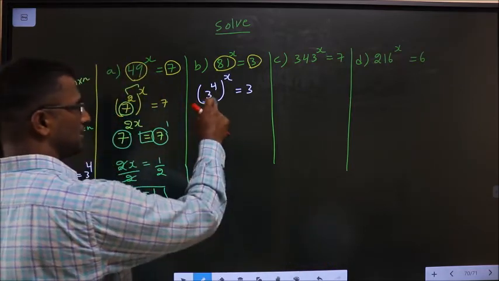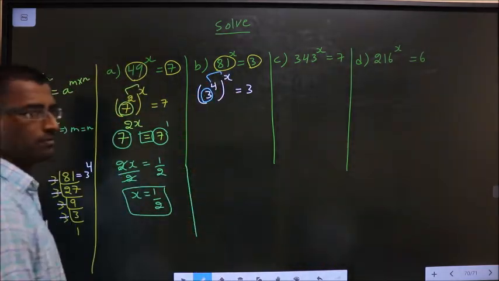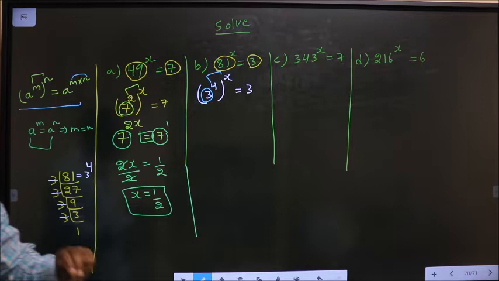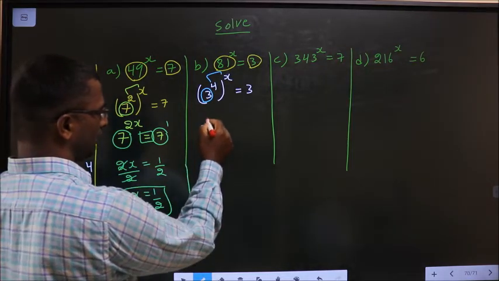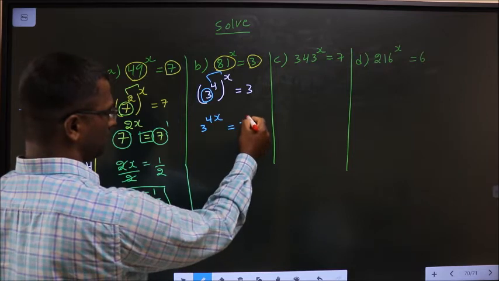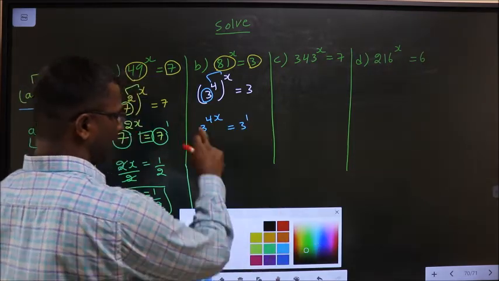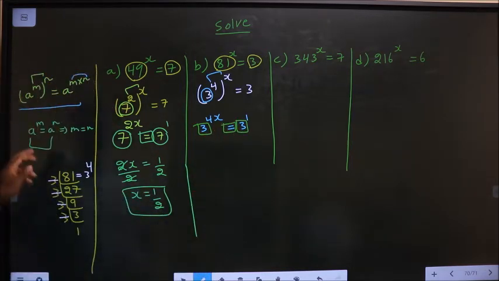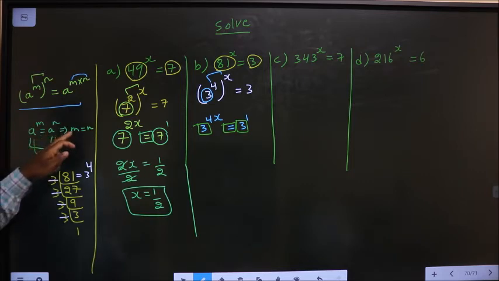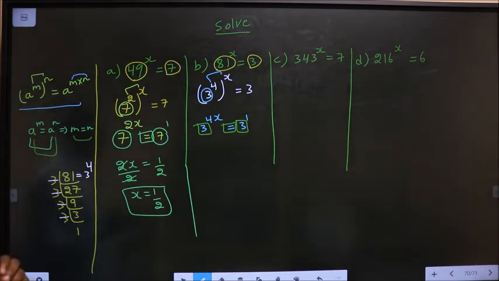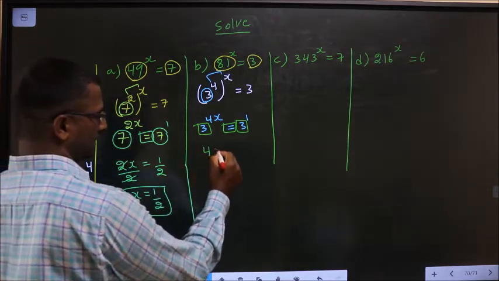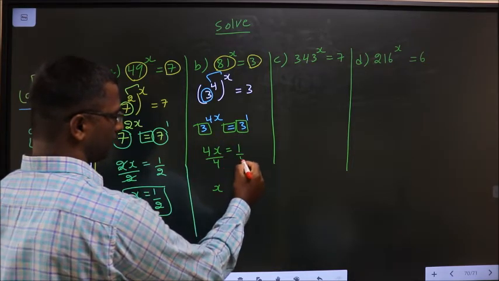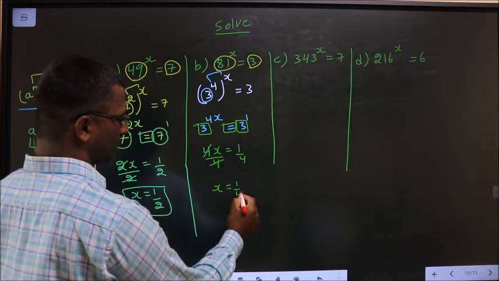Now your observation is 3 has got multiple powers. One base has got multiple powers, so multiply the powers is the result. So this will be 3 power 4 into x, which is 4x, equal to 3 power 1. Now here you see the bases are same and you have equal to between them. So bases are same, equal to between them will indicate that powers should also be same. So 4x equal to 1, equating the powers. Now to get x, divide by 4. You get x equal to 1 by 4.